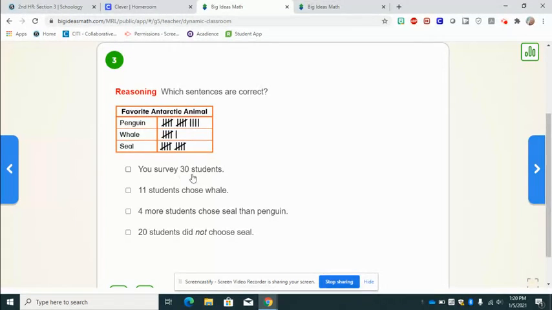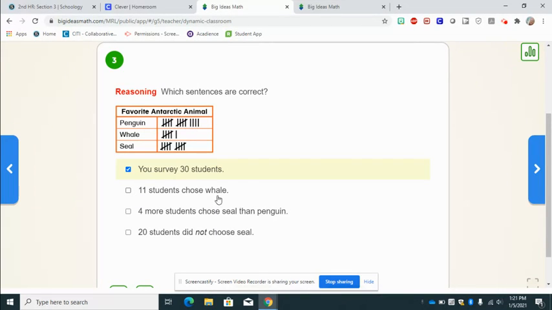All right. This says you survey 30 students. So we need to know if all of these tallies equals 30 because we need to know if this sentence is correct. So how many students were surveyed? So I'm going to go ahead and count all of my 5s first, and then I'm going to count my tallies that are left over. So we have 5, 10, 15, 20, 25. Then we have 26, 27, 28, 29, 30. So were 30 students surveyed? Yes. So that sentence is correct.